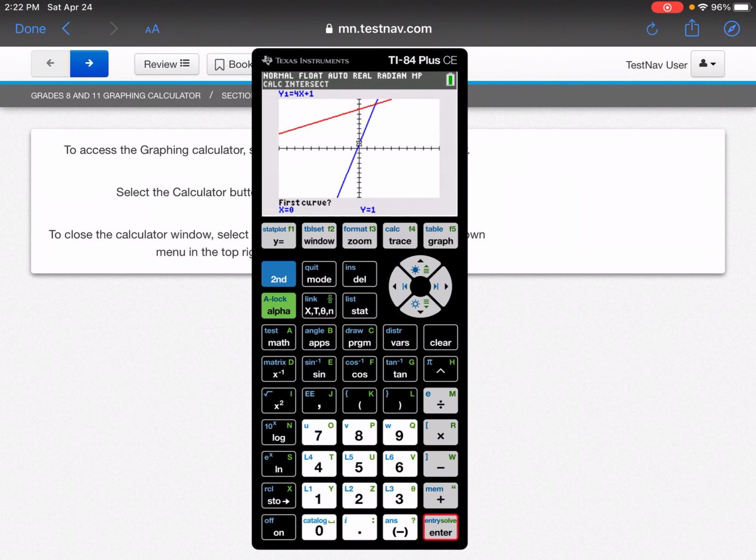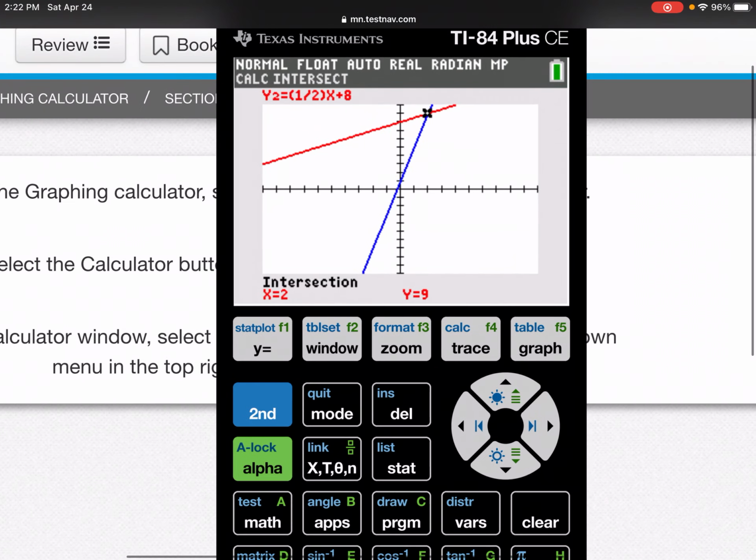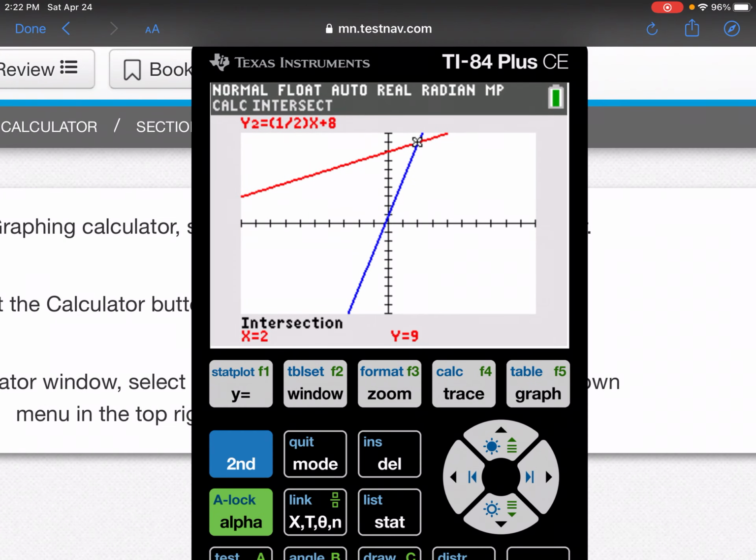Okay, it's going to put the cursor on one of your lines. You're going to press enter. It's going to put the cursor on your other line. You're going to press enter again. And then it'll say, do you want me to guess? You're just going to press enter because no, you don't. Just press enter. And then once you get there at the bottom here, you'll notice it says intersection. That's where they cross. And it says x equals 2, y equals 9.